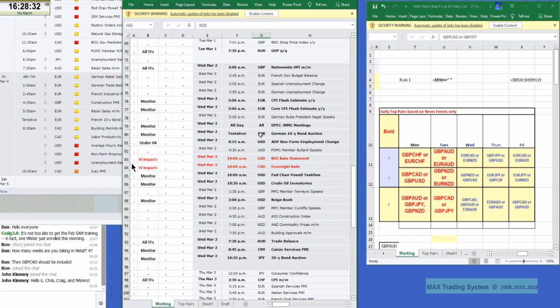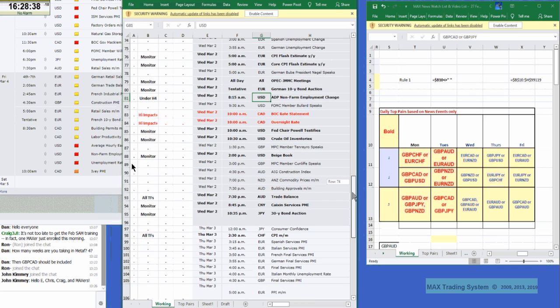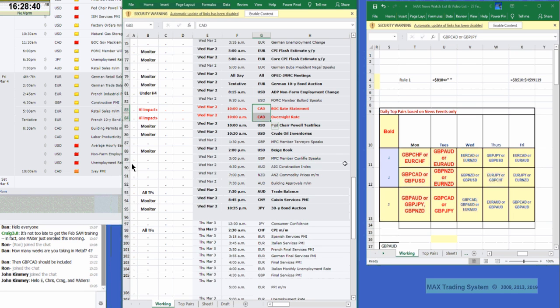Okay, so we've got the pound, and then we've got the US dollar, here and here. The CAD, but this is the central bank, so this is very important. And nothing up to 5. So the first choice will be the pound CAD and the pound Kiwi.